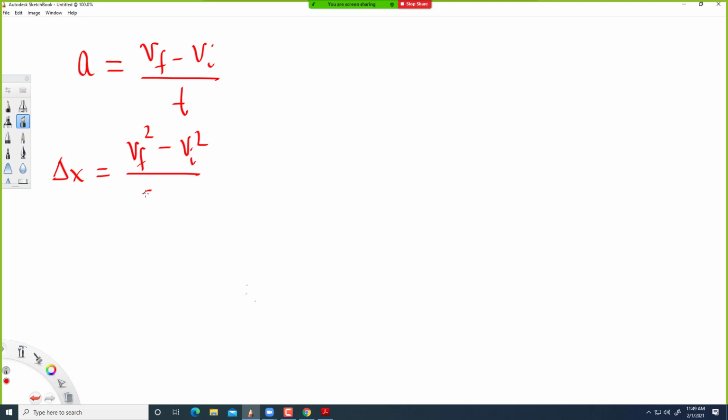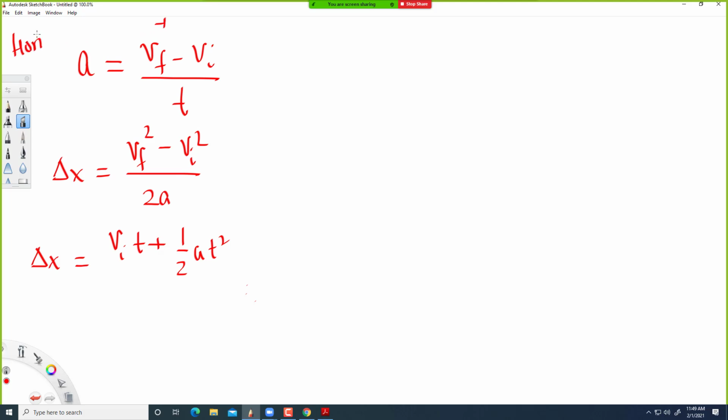So last time we talked about equations of motion. So we saw 3 equations. a is equal to (Vf minus Vi) over t. Delta x is equal to (Vf squared minus Vi squared) over 2a, and then delta x is equal to Vi t plus 1/2 a t squared. Okay, so this is for horizontal motion.